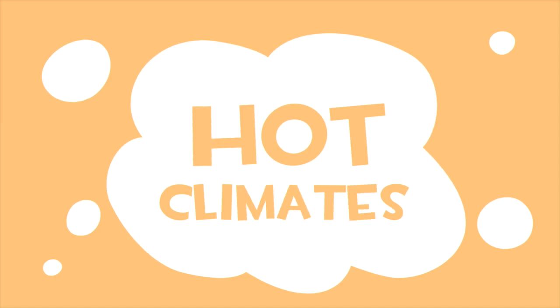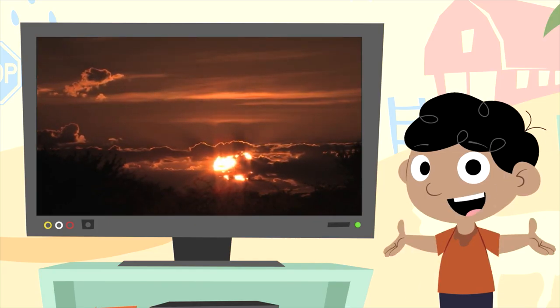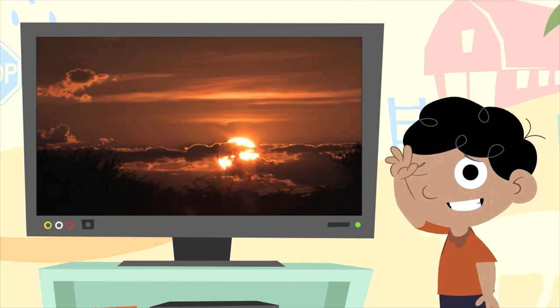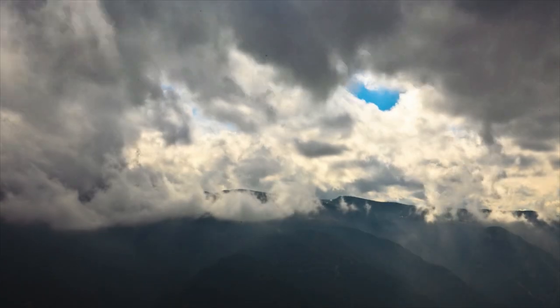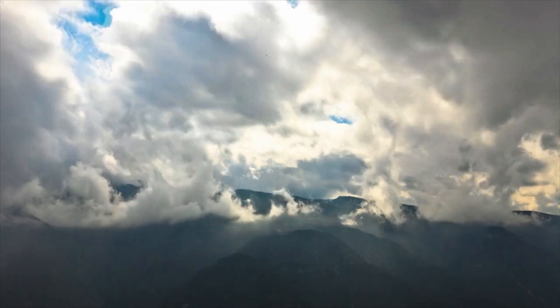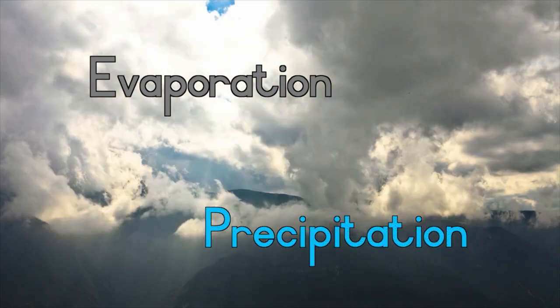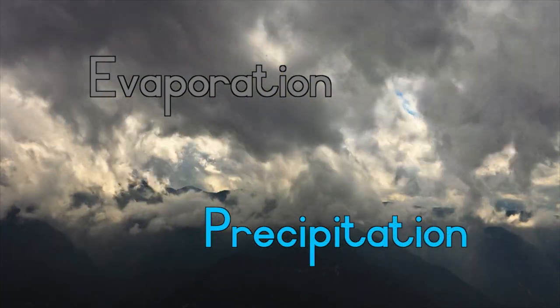Hot climates. Areas that receive lots of sunshine and higher temperatures have hot climates. Arid and semi-arid climates are considered hot. Temperatures are generally hot all year round. The more obvious features of these climates is that there is more evaporation than precipitation, which is rain or snowfall.